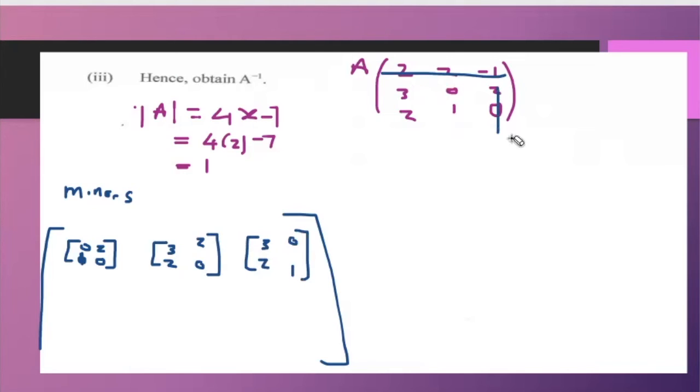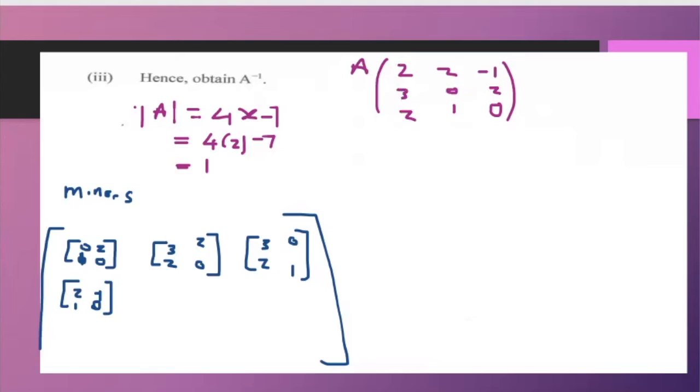Now I'm going to move to removing the second row. So 3, 0, 2 will be removed, then I go back to removing the first column. What is not being removed, we write it to create a 2 by 2 matrix. 2, negative 1, 0, and then I have my 1.